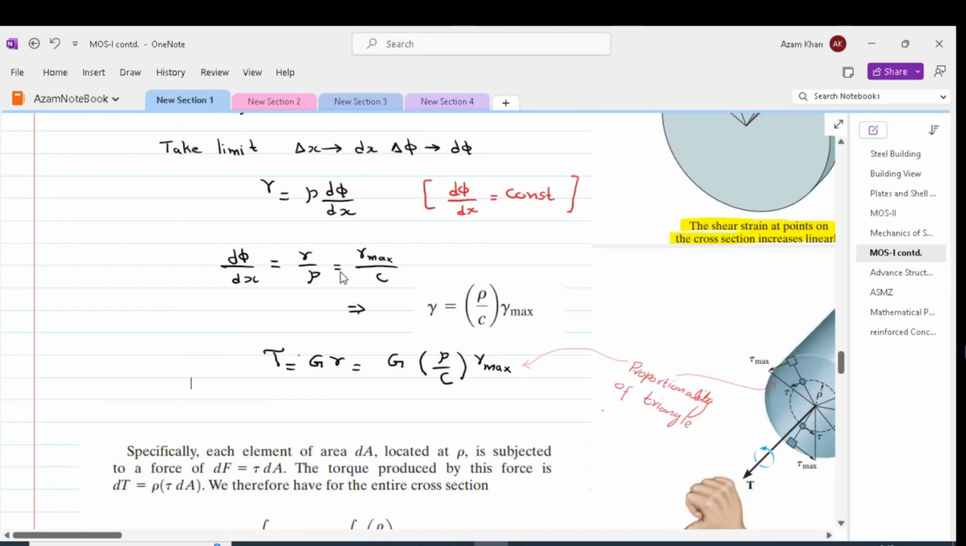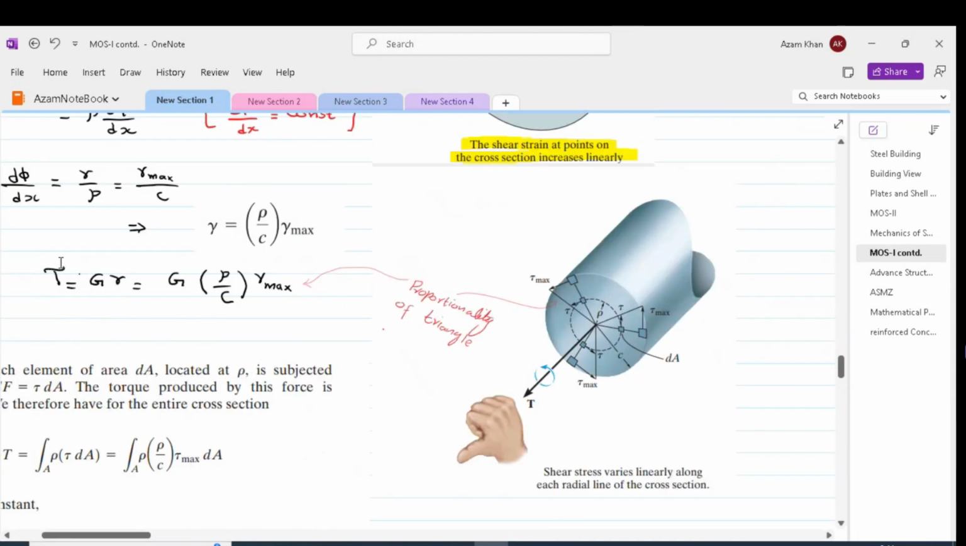From this equation, we can get gamma equal to rho by c times gamma maximum. Plugging the value in our well-known shear equation, tau is equal to G gamma, will give us G times rho by c gamma maximum, where G is the shear modulus and gamma is the shear strain. This shear stress equation actually gives us the shear stress distribution over the cross section in terms of the radial position rho of the element.